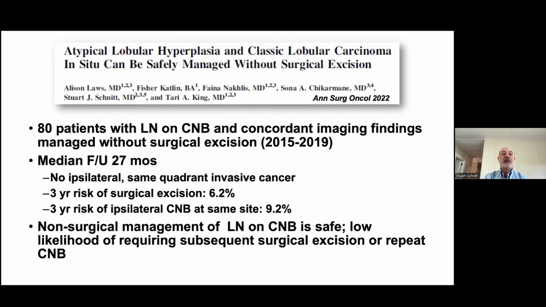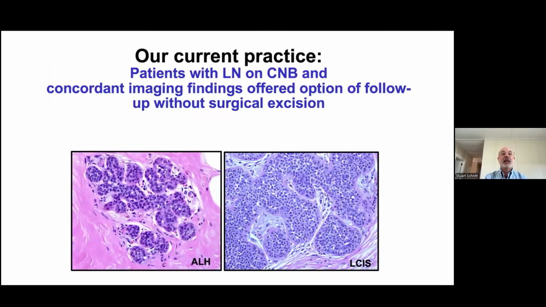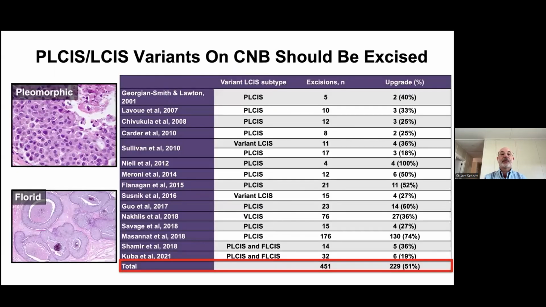So it was concluded from this study that non-surgical management of lobular neoplasia on core needle biopsy is safe, and that there's a low likelihood of requiring a subsequent surgical excision or a repeat core needle biopsy. So again, at our institution, our current practice is that for patients with lobular neoplasia, either ALH or LCIS, on a core needle biopsy and concordant imaging findings, these patients are offered the option of follow-up without surgical excision.